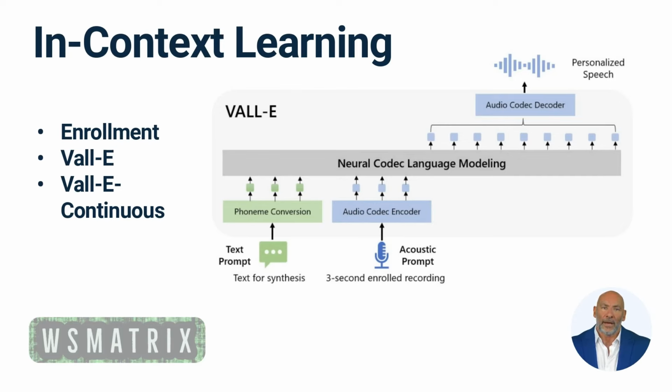Vall-e Continual is used in a slightly different setting. It uses the whole transcription and the first 3 seconds of the utterance as the phoneme and acoustic prompts. The model is then asked to generate continuations. The inference process is the same as with Vall-e, but in this case, the enrolled speech and the generated speech are semantically continuous.